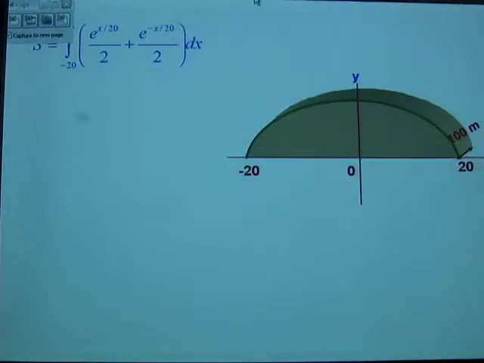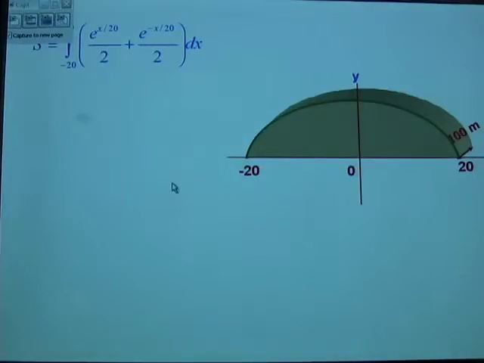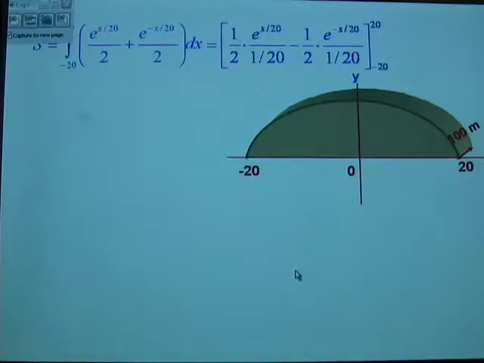Now, in our case, it is different, is that right? Yes. So, what is the integral of e to the power x over 20 over 2?